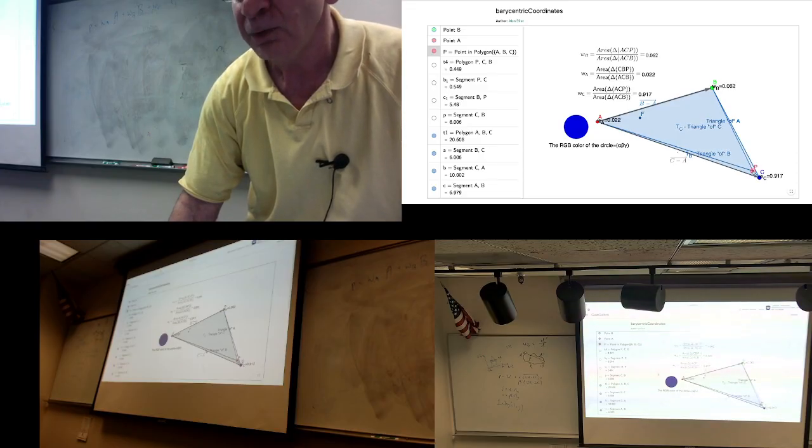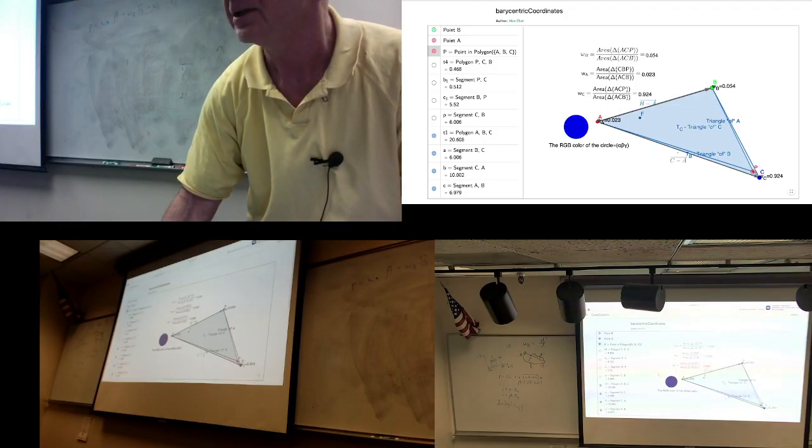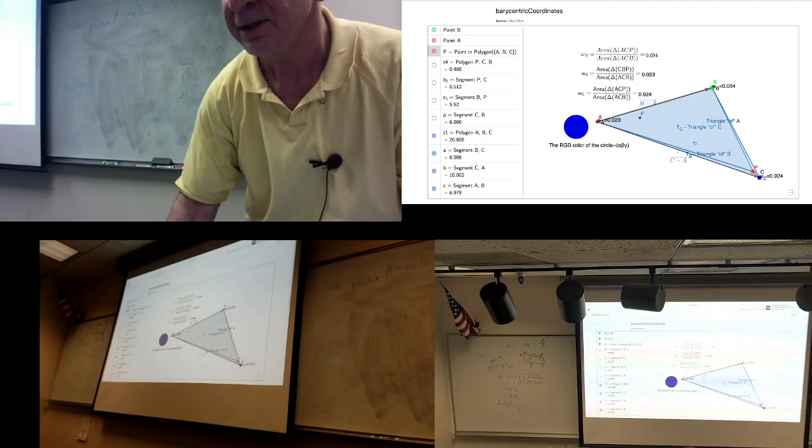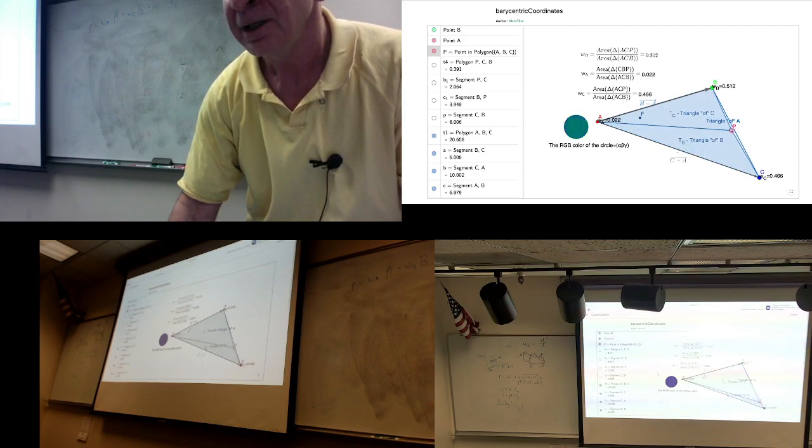Notice that where P is right now, the color that I want to give to C is almost the color of the whole triangle, because P is extremely close to C, which is exactly what I'm getting. The area of this subtriangle of C is almost the whole area of the triangle in this case. And similarly to B.